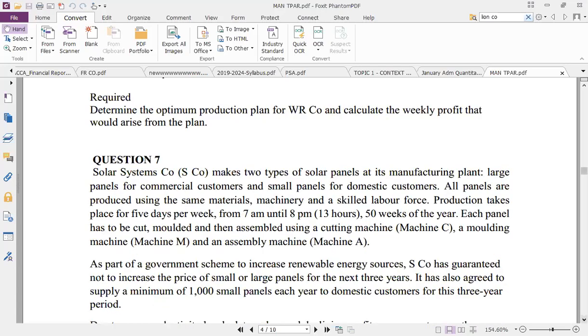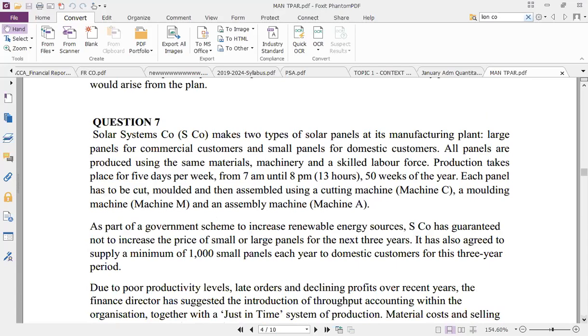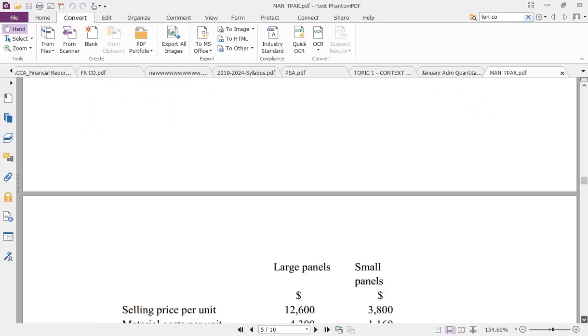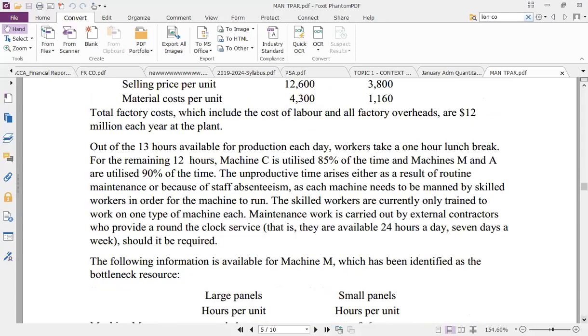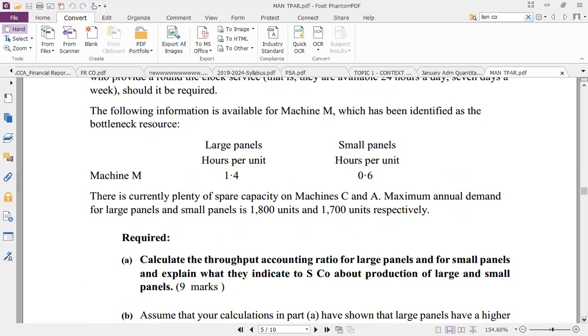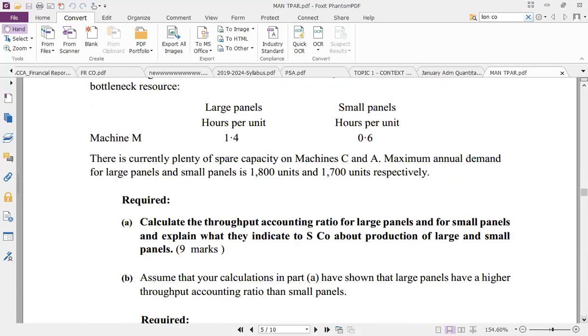Great. Now question 7 is where my interest is. That's the solar system. Don't worry about the plenty of the story. Worry about the requirement. Solar core. I like the question. These are the questions that you expect. That's 9 marks. Required: calculate the throughput accounting ratio for the large panels and small panels and explain what they indicate, the interpretation, about production of large and small panels.